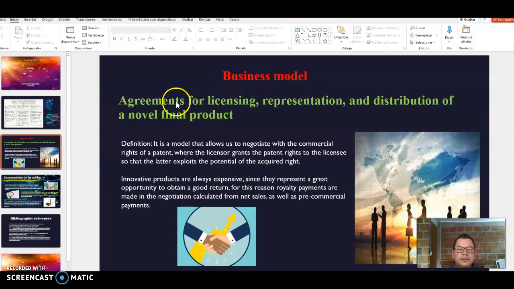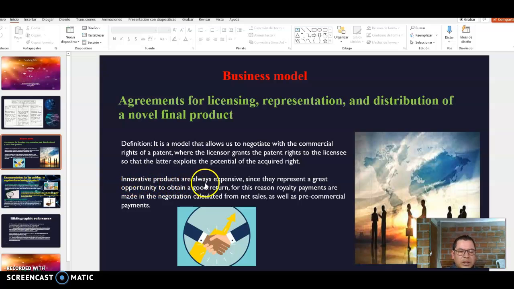Business model: agreements for the license, representation and distribution of the novel final product. Definition: it is a model that allows us to negotiate the commercial rights of a patent, where the licensor grants the patent rights to the licensee, so that the latter exploits the potential of the acquired right.